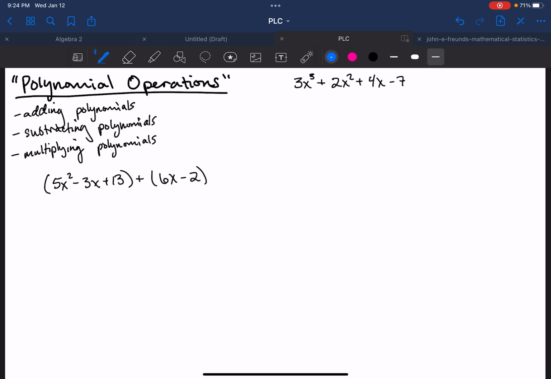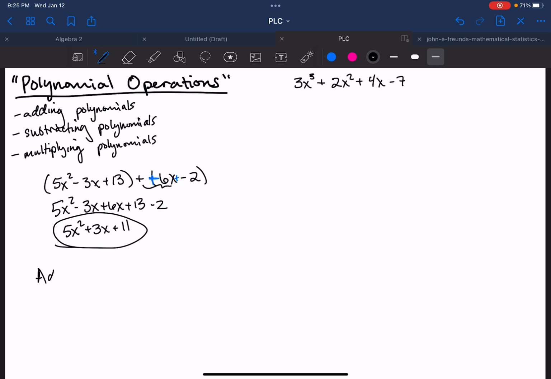So in this case, this plus goes to the 6x, and it goes to this negative 2, which means just subtract the 2 essentially. So we get 5x squared minus 3x plus 6x, plus 13 minus 2. And we're just going to combine things. So we get 5x squared plus 3x plus 11. So it's pretty straightforward. It's just taking things and adding the number part, or numbers.